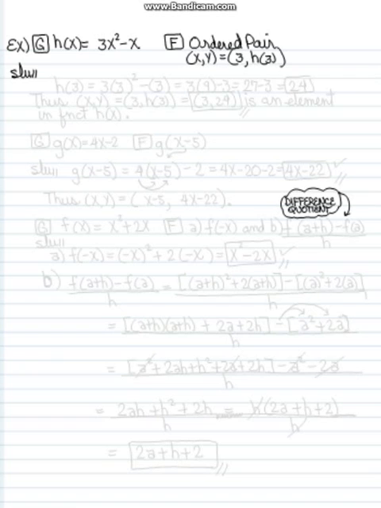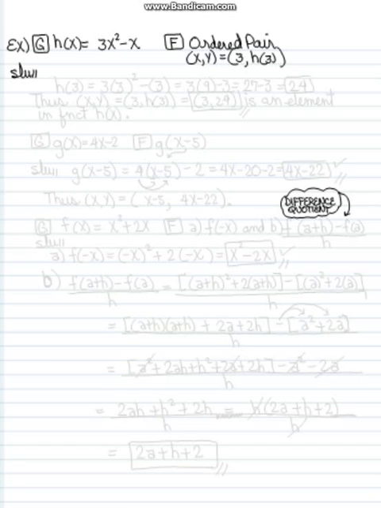Given the function h of x is equal to 3x squared minus x, find the ordered pair (x, y) where x equals 3 for the x position and h of 3 for the y position. What's h of 3? It is the y partner to x equals 3 in the function h that's given to us. Okay, let's do this.